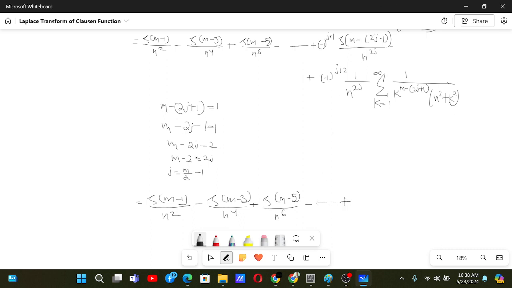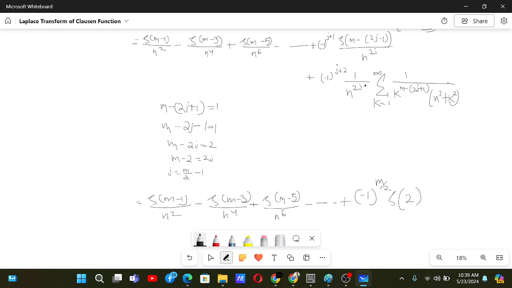Now we know that j is just m by 2 minus 1. So this will be minus 1 to the power m by 2. And over here it will be zeta of. Now if I substitute j as m by 2 minus 1, here it will be m by 2, and to cancel out m minus 1 minus 1. So that's m minus 2. We get zeta of 2 over here. Yes?